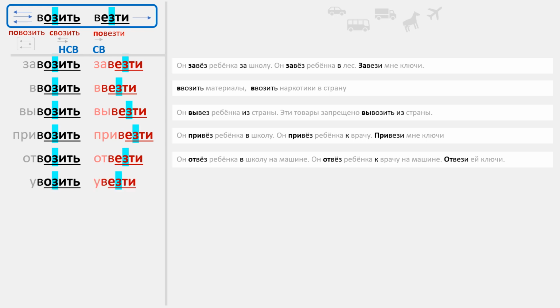Увозить, увезти. To take somebody or something away from a place or from a person by vehicle. The child is not here. He drove the child away to school. Он увез ребенка в школу. He took her away to Siberia. We need transportation to travel to other cities, countries, or regions. That's why he took her to Siberia is он увез ее в Сибирь.